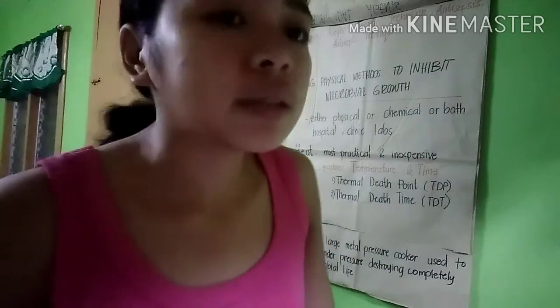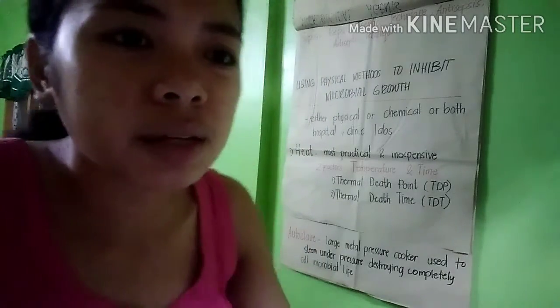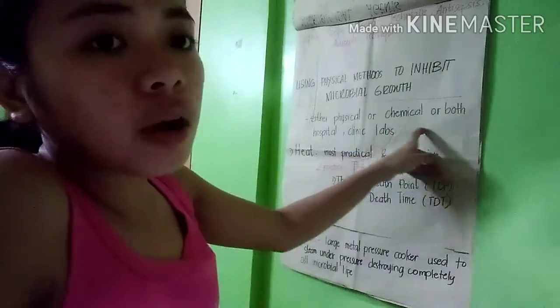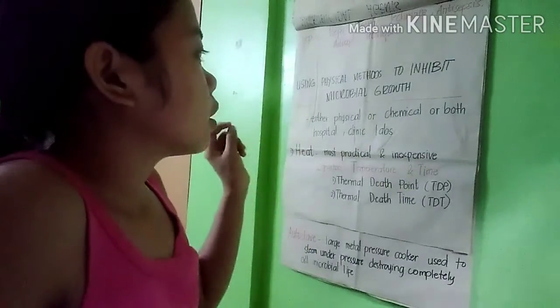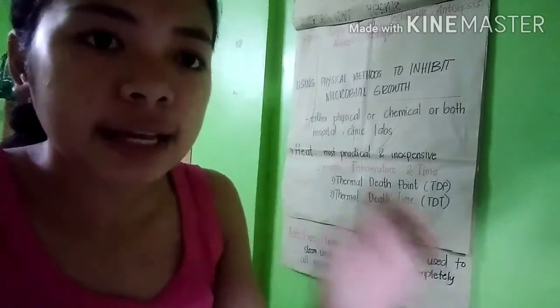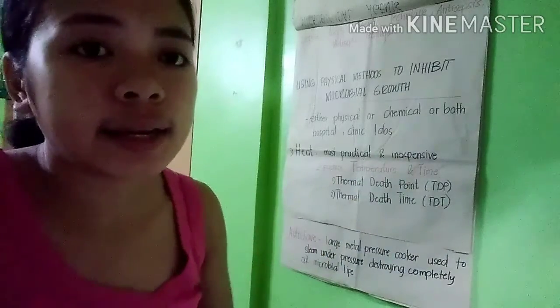So, the use of physical methods to inhibit microbial growth. Physical methods, it's either physical or chemical or both, in a hospital or clinic lab. The first is heat. It is the most practical and inexpensive.